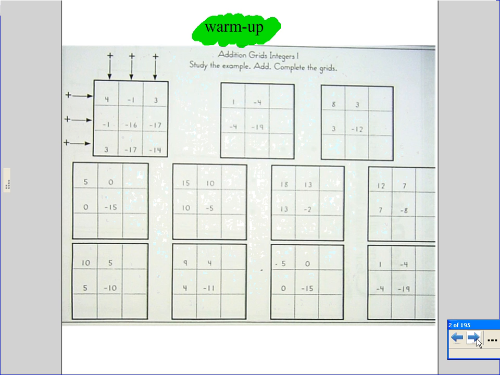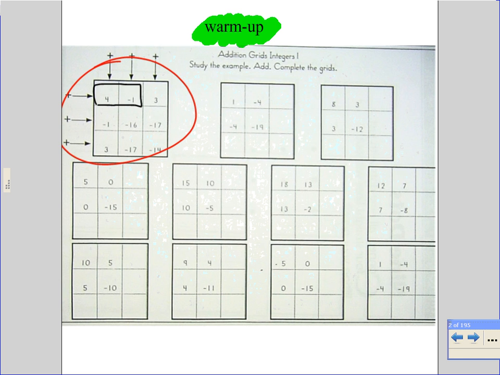All right, cool. Okay, so your goal here was to look at the chart of integers. This whole thing was addition grids with integers. This is a great introduction to chapter 1. What was the pattern? What was going on in this box right here? Justin, what was going on? Good. So even though this is a negative here, they were still adding. 4 plus negative 1 is 3.